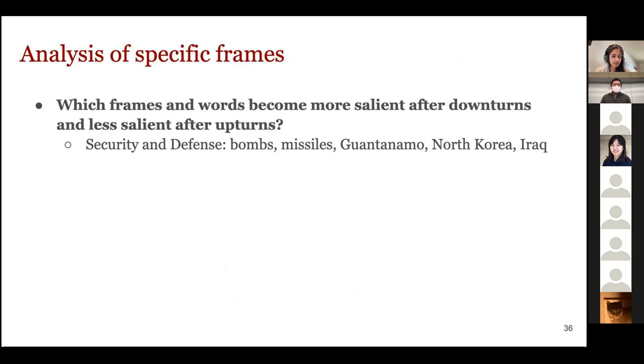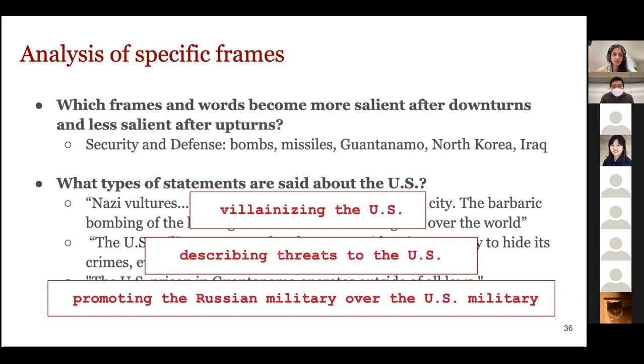And we can do a little bit more finer grained analysis by looking at the words and phrases associated with these specific frames. So for each frame, we take articles in the month directly following economic downturns and we compare them against words contained in articles for each frame directly following economic upturns. So we're looking at words that become more common when the economy starts doing worse and then less common when the economy starts doing better. And when we do this, this slide gives an example just from the security and defense frame. But when we do this across all frames, we find a couple of common themes.